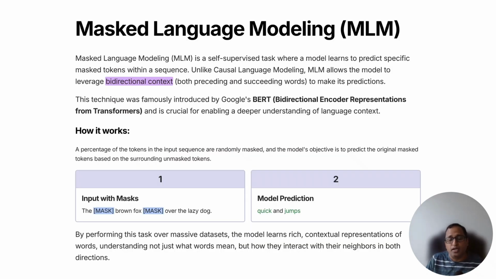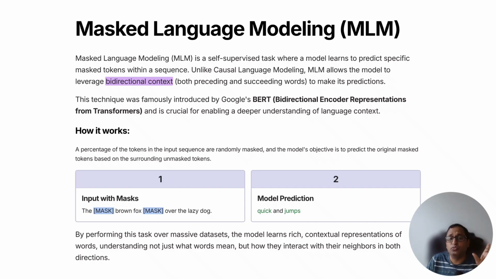Now let's look at another popular pre-training approach, which is called masked language modeling. This is what is used in models like BERT. Unlike causal modeling, where the model predicts the next word using only the previous tokens, masked language modeling takes a different path. It hides or masks random words in a sentence and asks the model to guess what is missing using context from both sides. That's why this is called bidirectional context, and this is what made BERT so powerful.